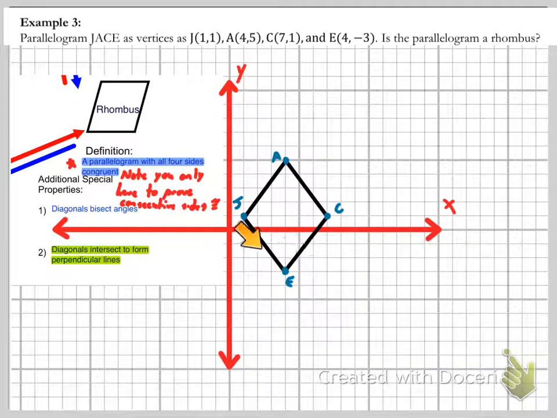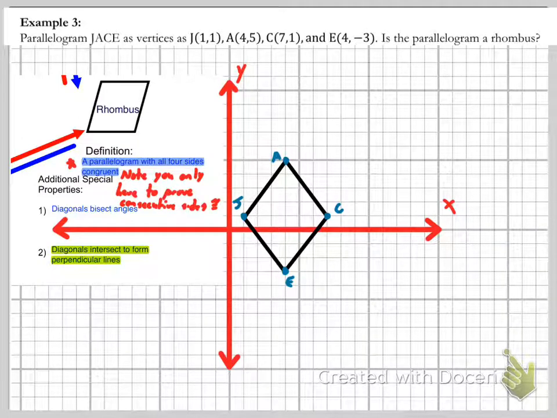Why? Because a parallelogram has congruent sides that are opposite each other, right? So the opposite sides of a parallelogram are congruent. So I know this one and this one are congruent, and I know, say, JE and AC are congruent. So if I can prove that these two are congruent, then all 4 have to be the same length. So that's what I'm going to do.